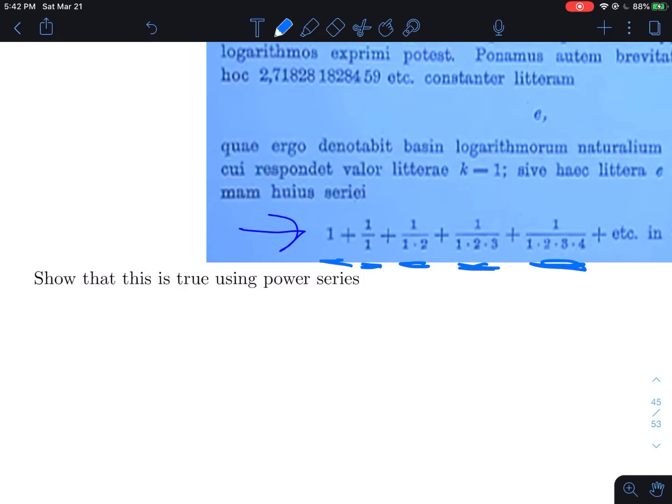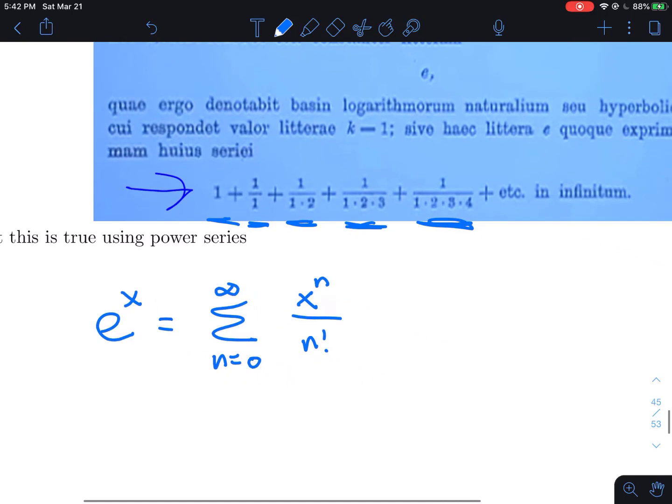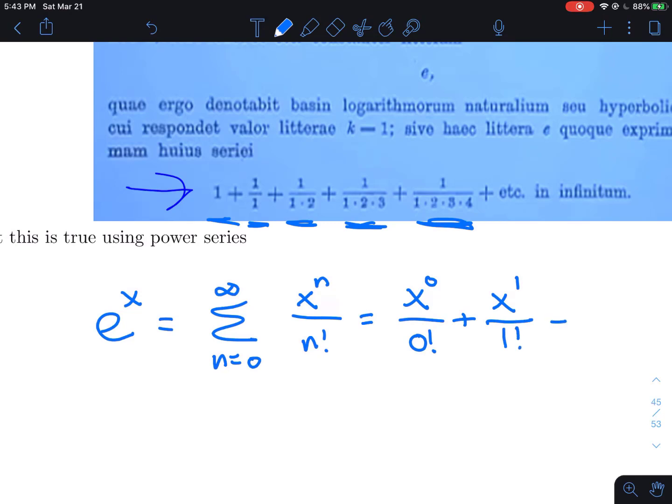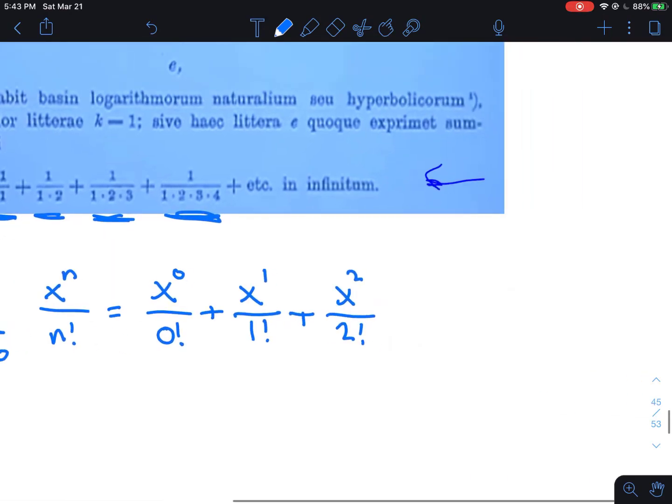So I would like to remind us that e to the x is equal to the sum, n from 0 to infinity, of x to the n divided by n factorial. Or if we were to write this in its expanded view, first off, we would plug in 0 everywhere we see an n, so x to the 0 divided by 0 factorial. Then we'd plug in a 1 everywhere we see an n. Then we'd plug in a 2, so on and so forth. I'll do just a couple more here.